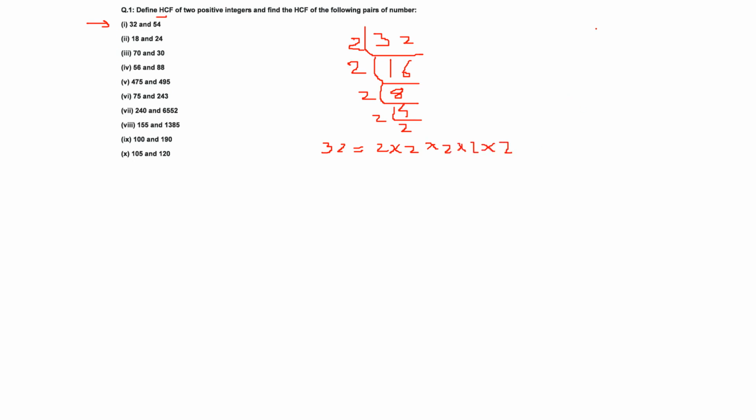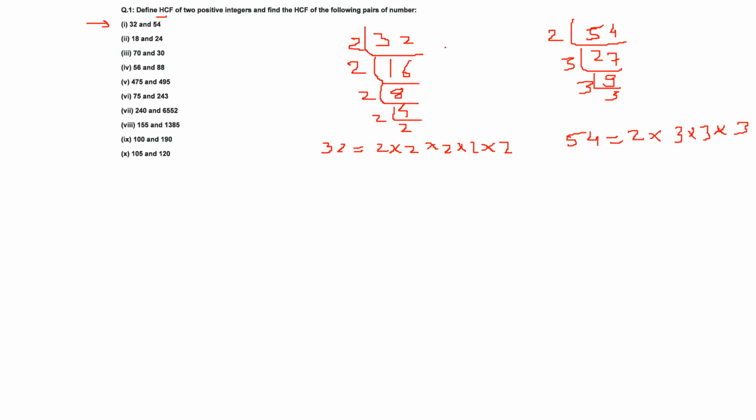Now let us take 54. I am just trying to explain to you the traditional method of finding the HCF. So for 54, 2 27s are 54, now 3 9s are 27, and 3 3s are 9. So now 54 can be written as 2 into 3 into 3 into 3.